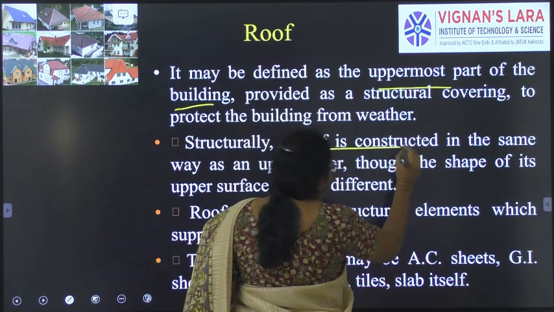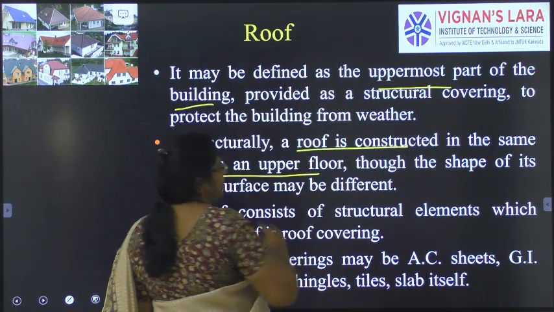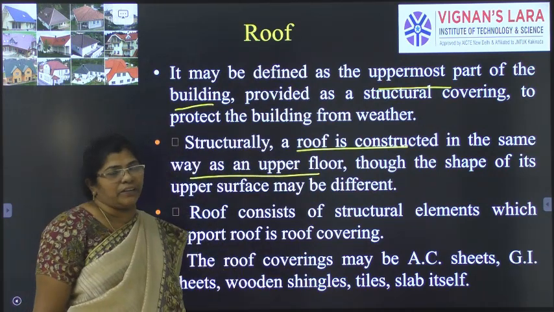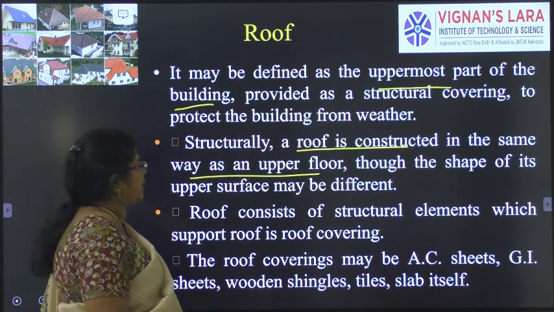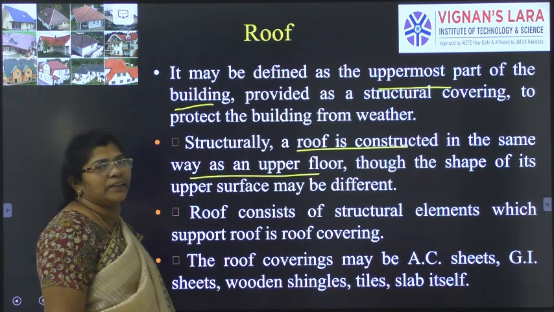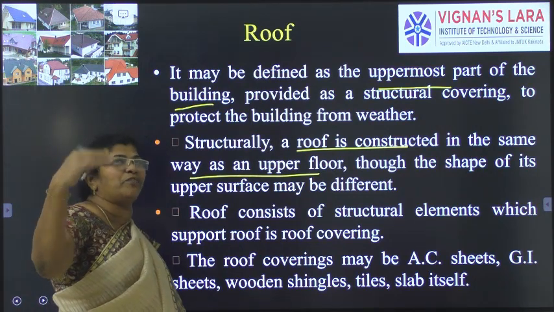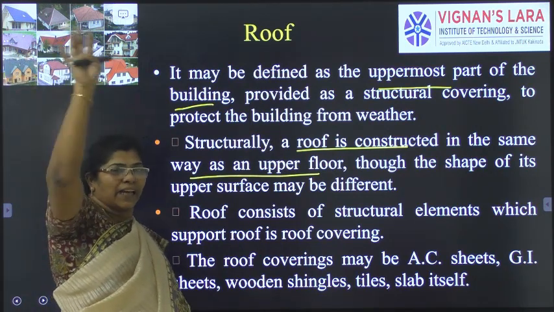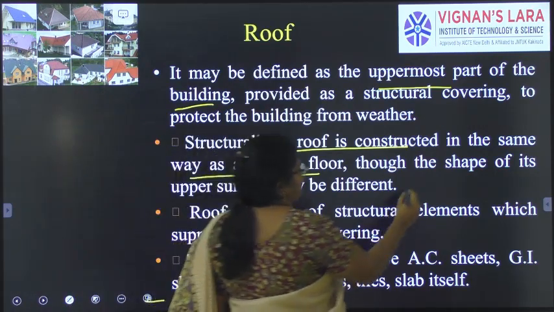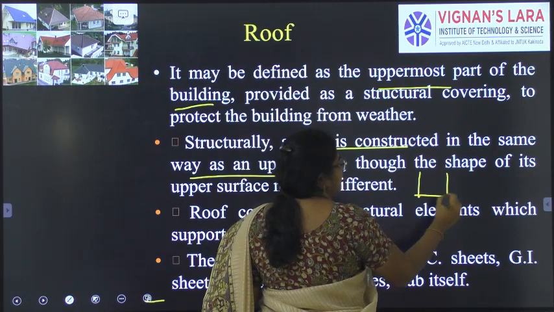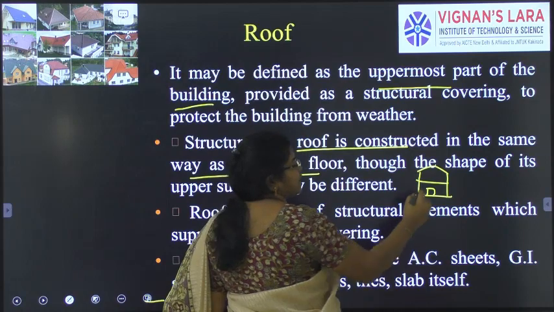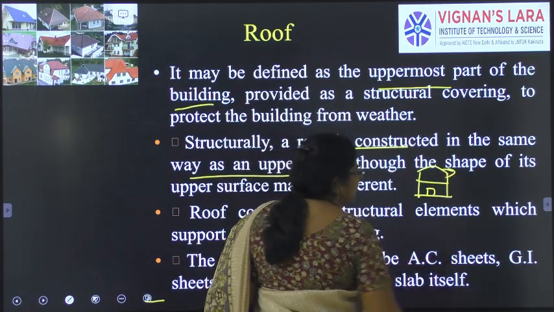Structurally, a roof is constructed in the same way as an upper floor, though the shape of its upper surface may be different. For example, a flat roof, above which we have a thatched, sloped or pitched roof. Maybe this is a building with two floors: this is one floor, and the floor above has this. This is a flat roof, and this we call a pitched roof.